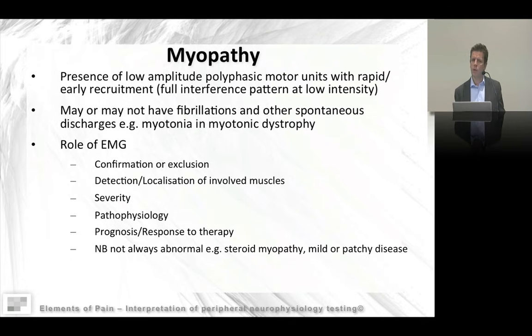But EMG can be helpful in terms of excluding a significant muscle problem, working out involved muscles, particularly for guiding biopsy, and grading severity. It can give something about the pathophysiology. If you see myotonic discharges, it gives you a really good clue as to diagnosis. The presence of lots of fibrillations suggests there's a lot of muscle fibre breakdown, and usually a more active process like an inflammatory myopathy.